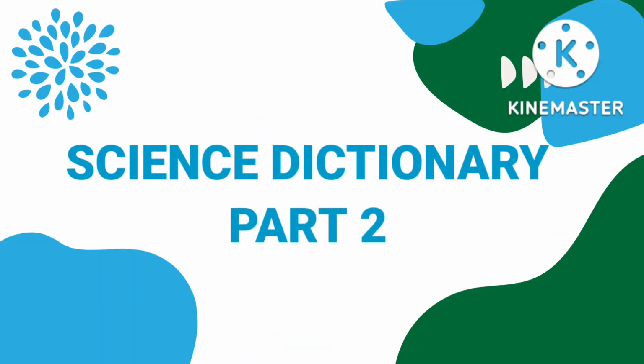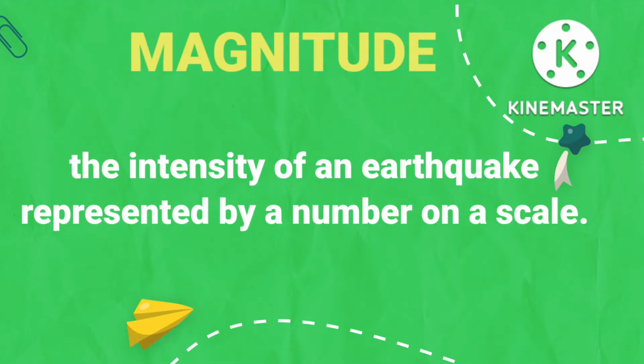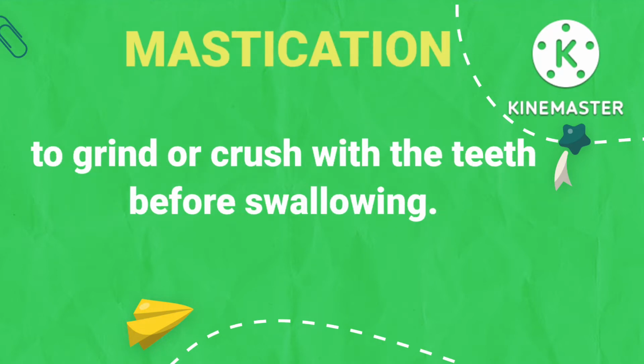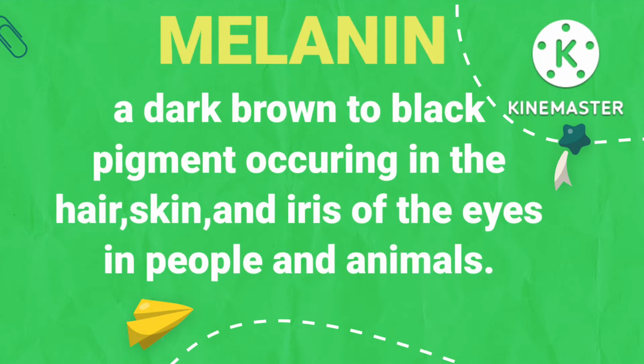Dictionary Part 2. Magnitude. The intensity of an earthquake represented by a number on a scale. Mastication. To grind or crush with the teeth before swallowing. Melanin. A dark brown to black pigment occurring in the hair, skin, and iris of the eyes in people and animals.